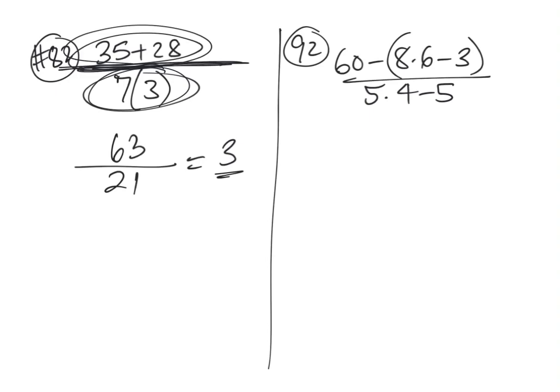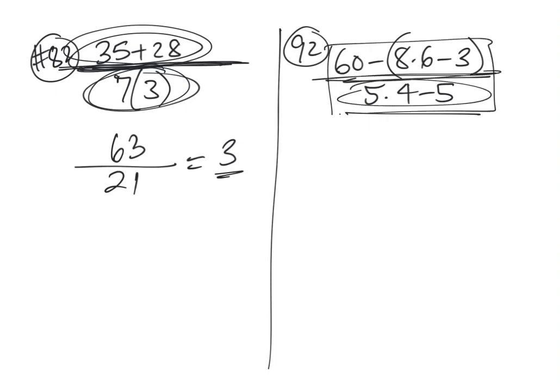That's very important. Now, moving on to this problem, we have a similar situation. We have a numerator and we have a denominator. In the denominator, you have 5 times 4 minus 5. That's going to be critical to remember your PEMDAS. In the numerator, you have a similar situation, but you do the 8 times 6 before you do minus 3. 8 times 6, we have 48 minus 3, and then you have 60 minus that. So 48 minus 3 is 45.